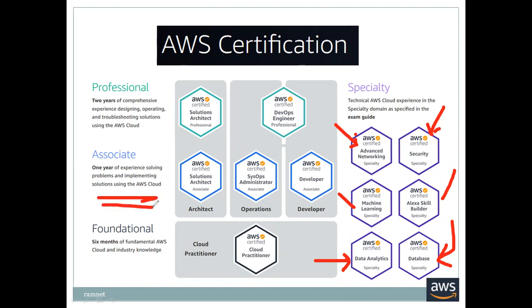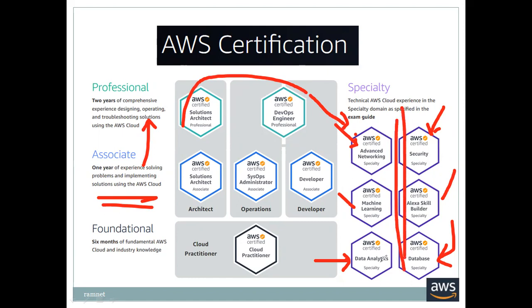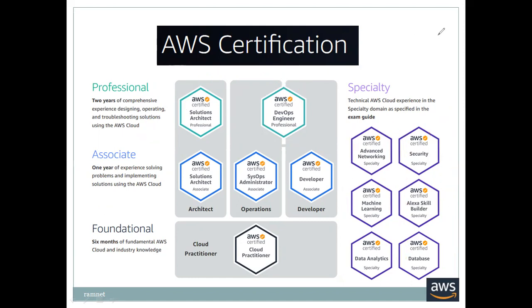Let us start with the associate level, then we'll slowly move to the professional. Then we'll have proper experience and the confidence and everything is there. We will go to the specialty level. So this is the path of taking the examinations. There are four levels of examination. One is foundational, second is associate, third is professional, fourth one is specialty.